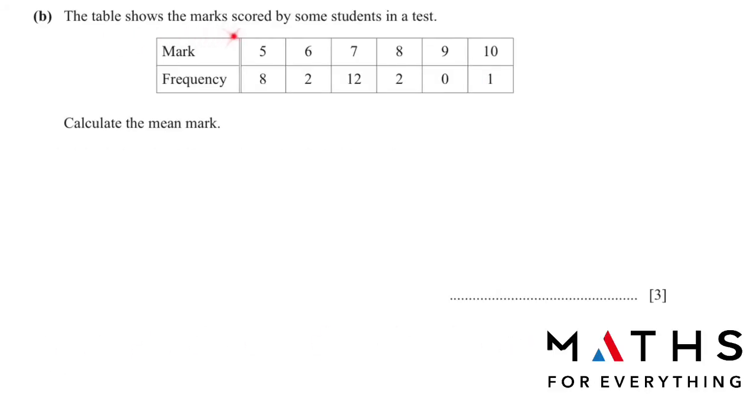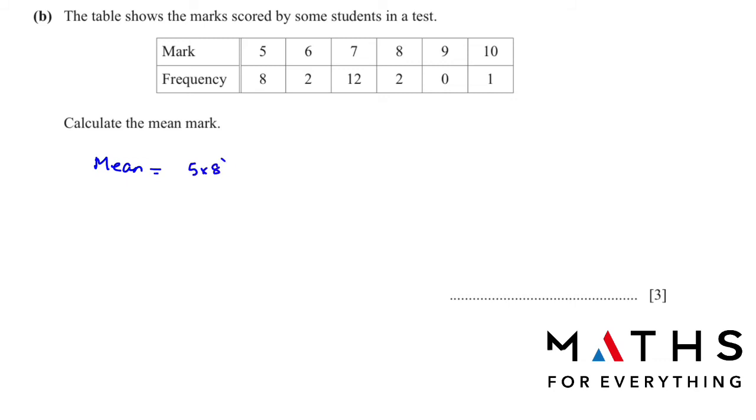Part B, the table shows the marks scored by some students in a test. This is the mark, this is the frequency. Calculate the mean mark. A very easy 3-mark question. When you have data given like this and you want to find the mean, you just multiply the mark or whatever the value is there with the frequency.